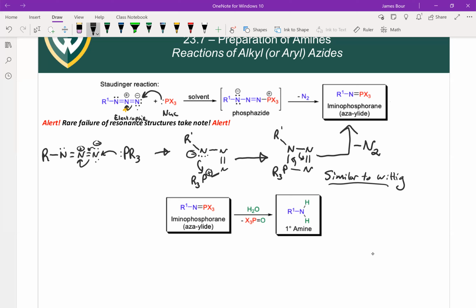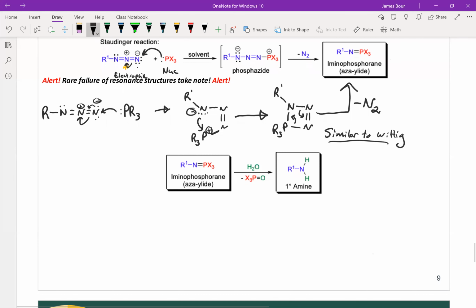You may say, oh, I don't want to form a 4-membered ring in my mechanism. Well, forming a 4-membered ring leads to evolution of nitrogen. So this is one of the things that pushes it along. Now, what's important about this reaction is that aminophosphoranes, azaylids, can decompose in the presence of water to form an amine. We're not going to go through this mechanism, but you should know that these are what's called hydrolytically unstable. Okay, and this affords the amine.